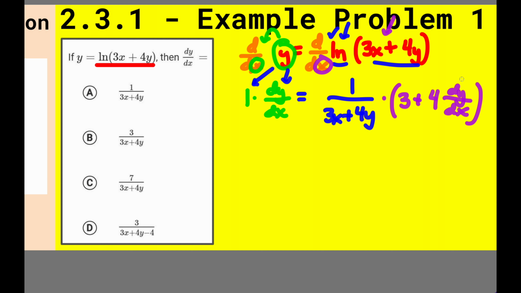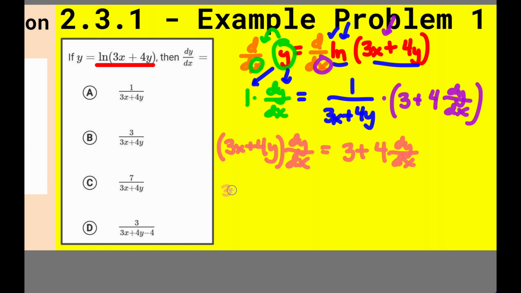So the first thing I'm going to do is multiply both sides by that 3x plus 4y. So this is going to be 3x plus 4y times dy over dx. On the right side, it's going to cancel, so you're just going to be left with 3 plus 4 dy over dx. Okay, we're just solving for dy over dx, so we need to get it on both sides. Let's distribute first. Actually, let's subtract 4 dy over dx on both sides first, because it's going to make things a little bit easier. So we have, well, I'm just going to distribute.